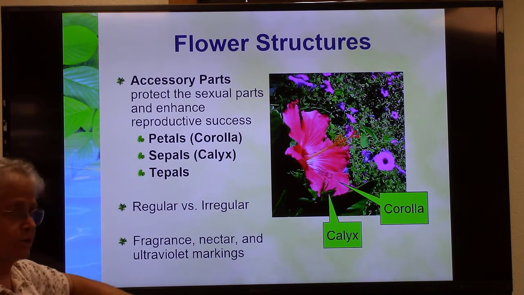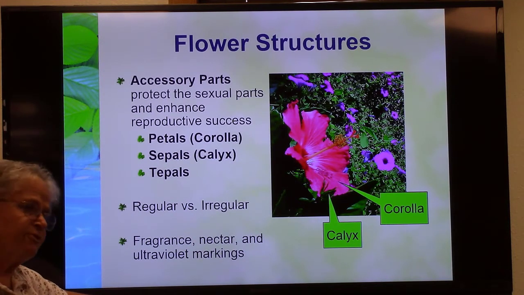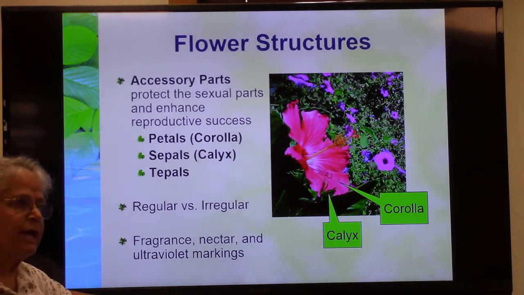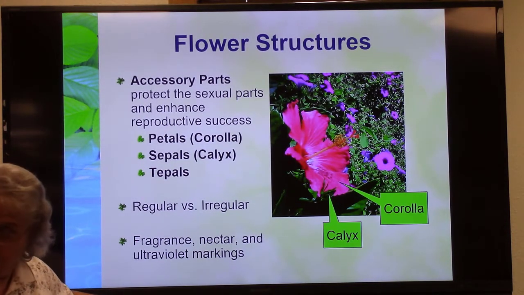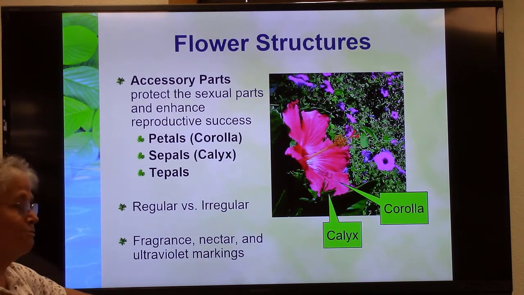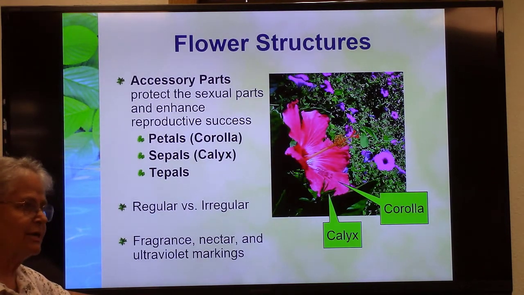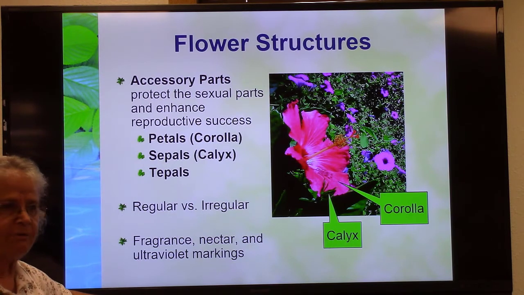That's the sepals. And then in some flowers, you can't tell the petals from the sepals. They're all the same. And the word for that, which we hardly ever use, is tepal. They have tepals. They don't have petals or sepals.